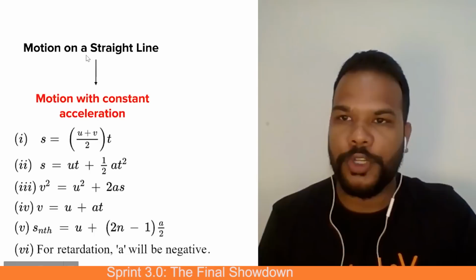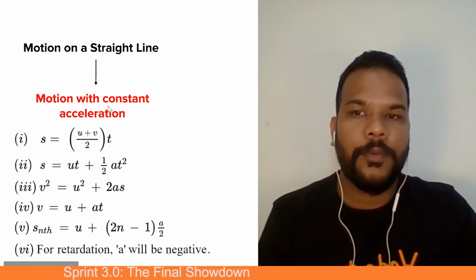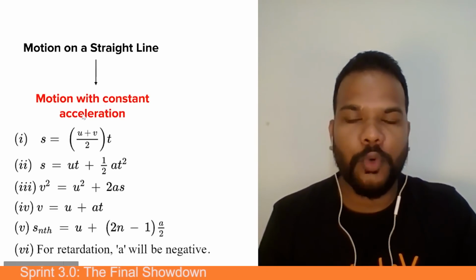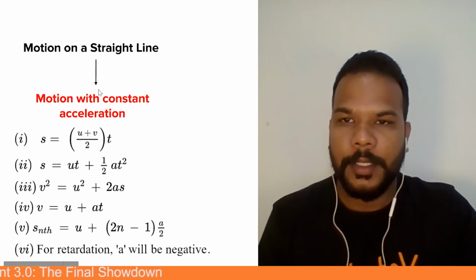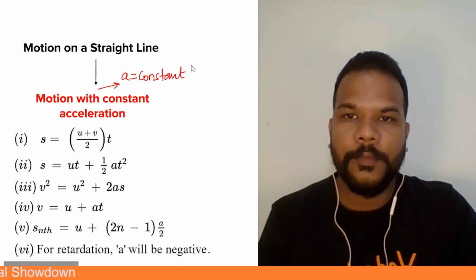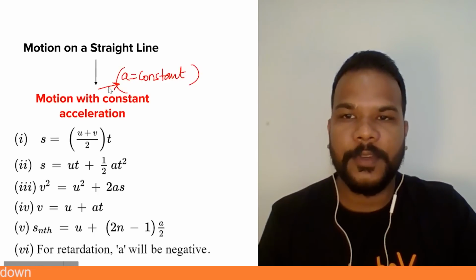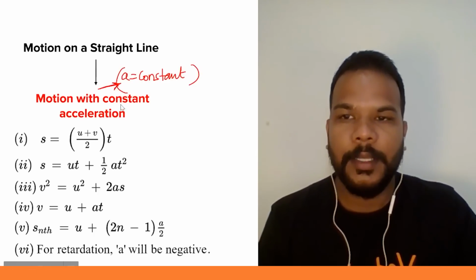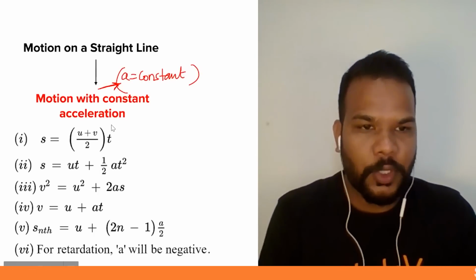That was uniform motion. Next one is uniformly accelerated motion, motion with constant acceleration. This is the case where your acceleration value remains constant. This is something that you started studying for the first time in 9th standard. And here the acceleration is constant.